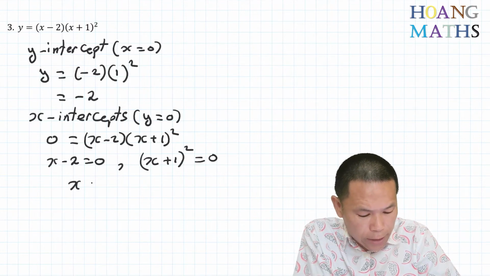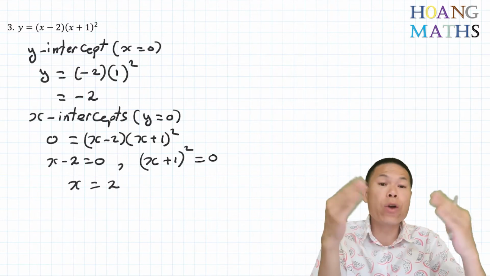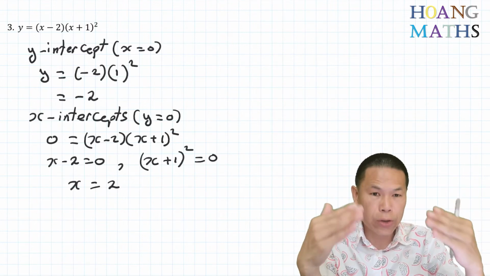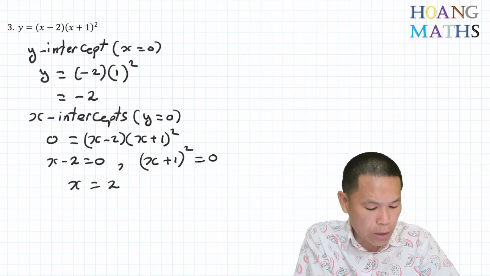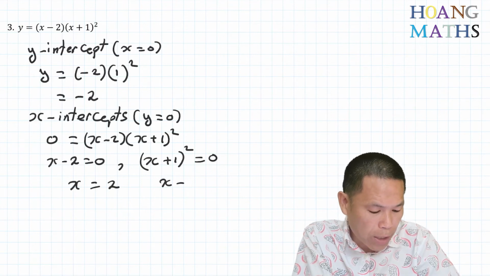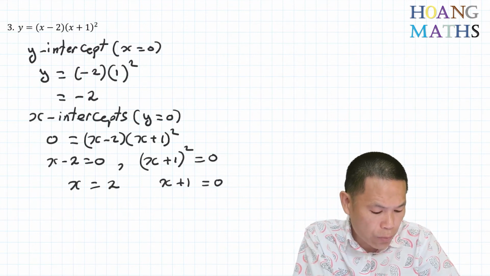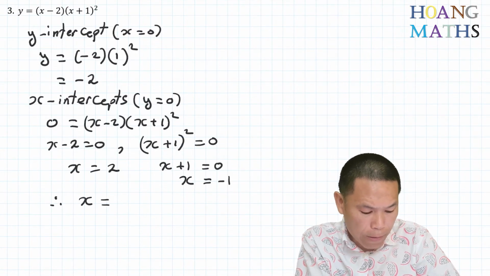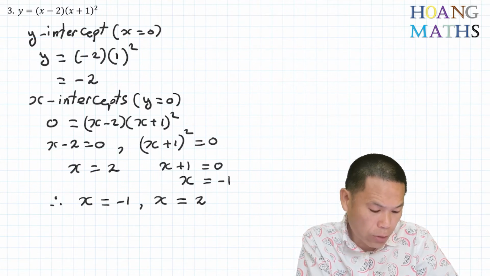So x is equal to 2, and if you square root both sides for the (x plus 1) squared, the square root of 0 still gives me 0. So x plus 1 is equal to 0. So therefore x is -1. So therefore the x-intercepts are x equal to -1 and x equal to 2.